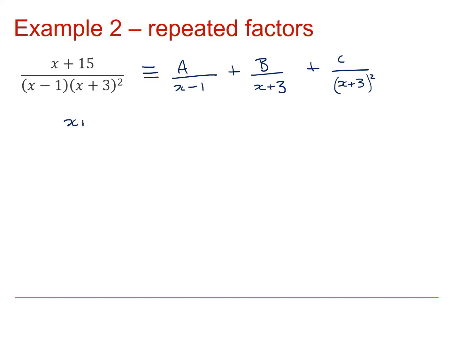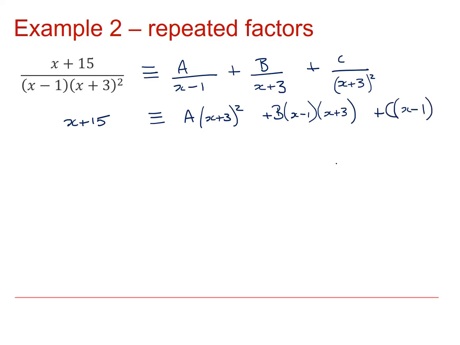Again, multiply through by your common denominator. Still an identity. This is going to gain x plus 3 squared. This is going to gain one of each, so an x minus 1 and an x plus 3, and this is just going to gain an x minus 1. So now I want to think about values of x that I could use in this identity to see if I can get the value for the constants.